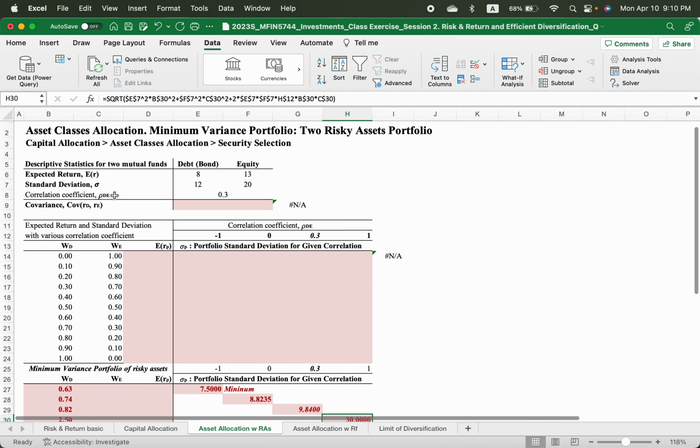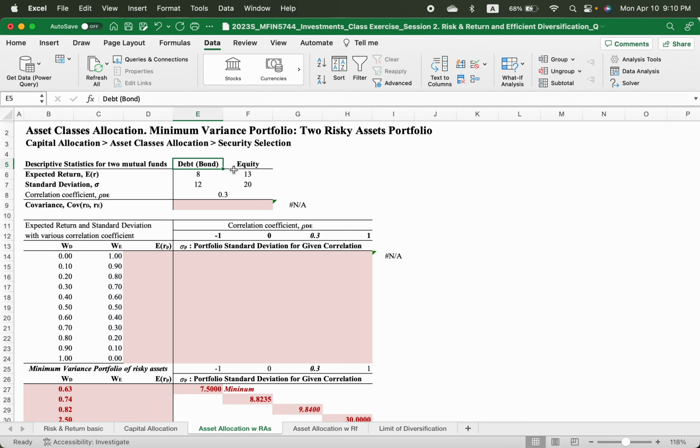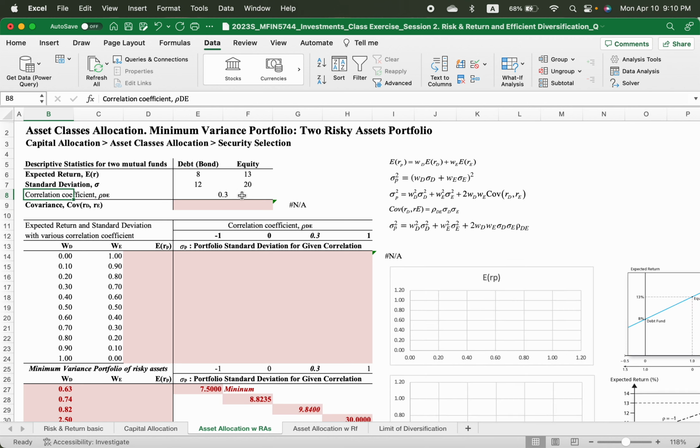So here we assume that we invest in two different types of risky assets. One is debt, the other one is equity. Each risky asset has an expected rate of return and a standard deviation. Once we include the two different types of assets, they have a correlation coefficient, which in this case is 0.23. So this is the given information.